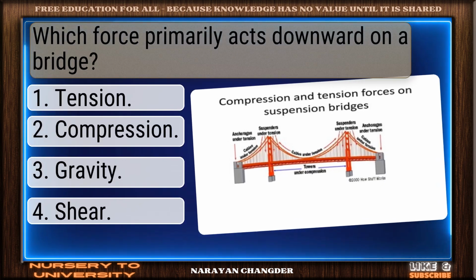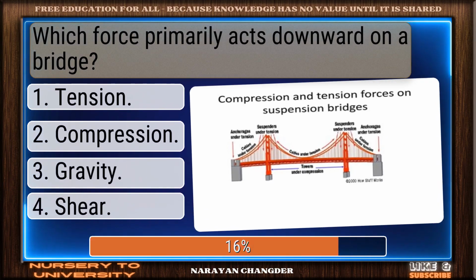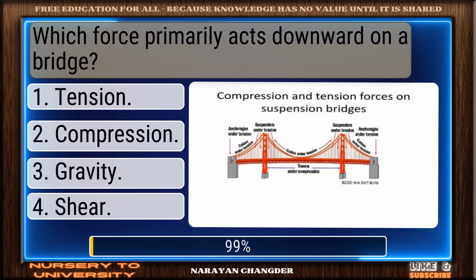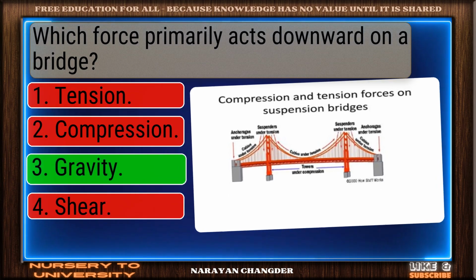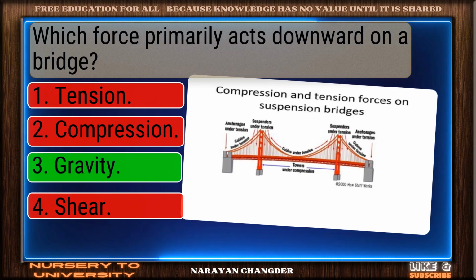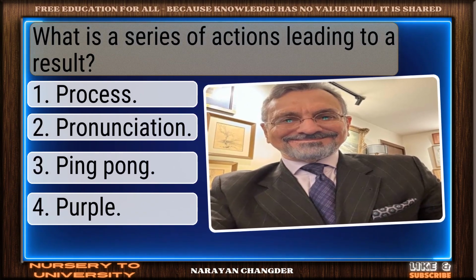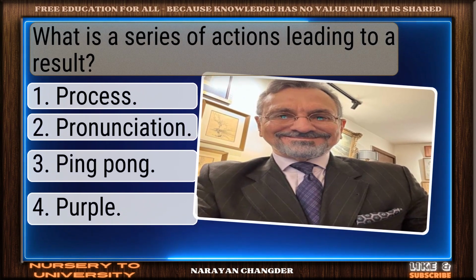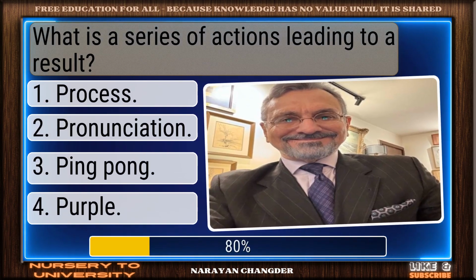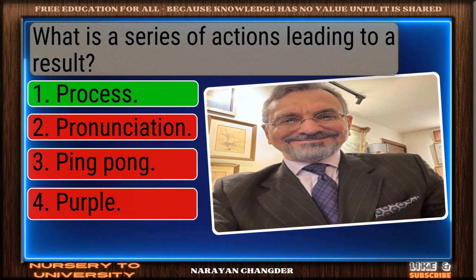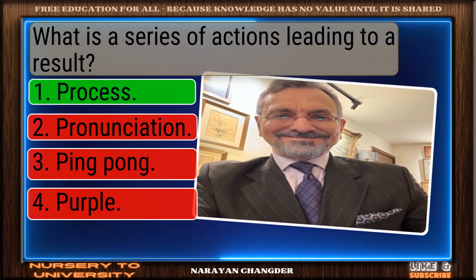Which force primarily acts downward on a bridge? On track. Gravity is the correct answer. What is a series of actions leading to a result? Well done. Process is the right choice.